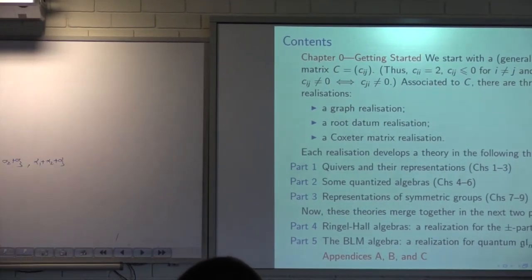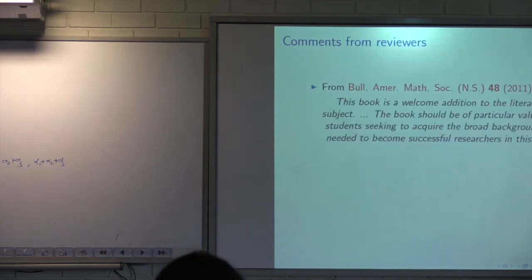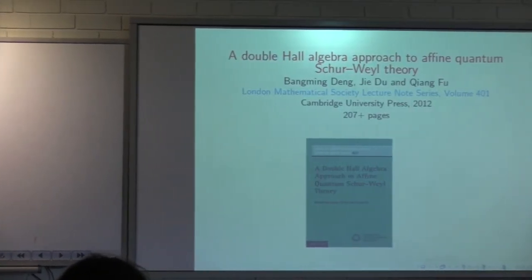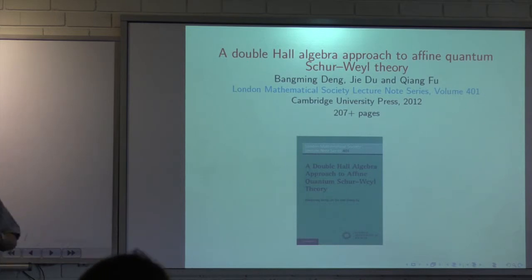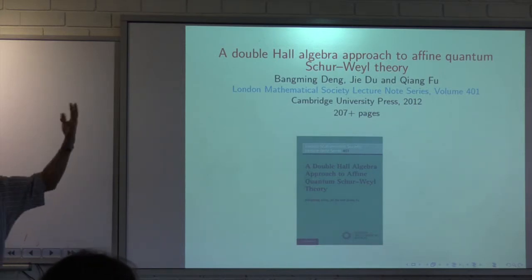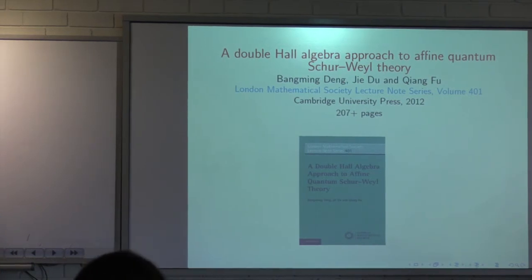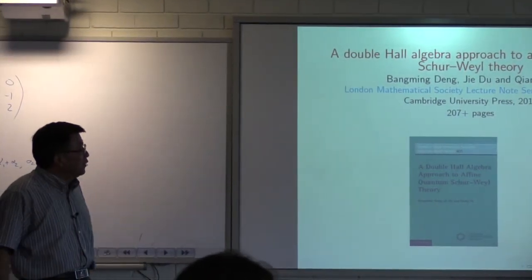So the second book is the outcome of some research activities. Okay? This is very specifically the double Hall algebra approach to affine quantum theory. Because in part 5 of the previous book, we got to the quantum theory of Schur-Weyl duality. That's just for the finite case: quantum GL_n, Hecke algebras, which is very nice.